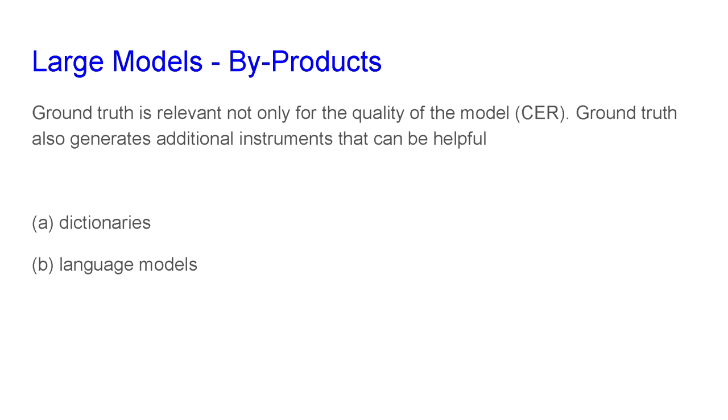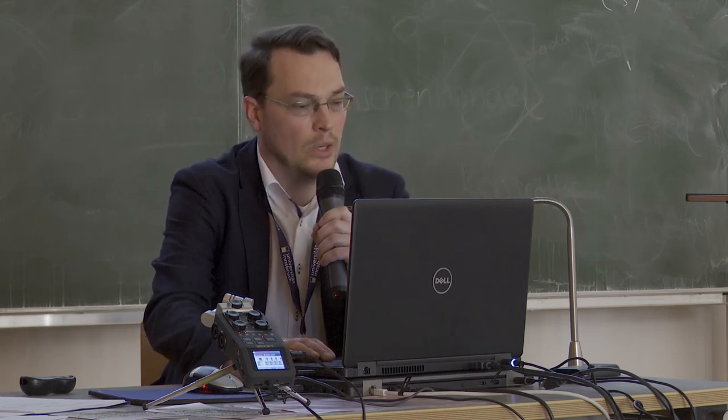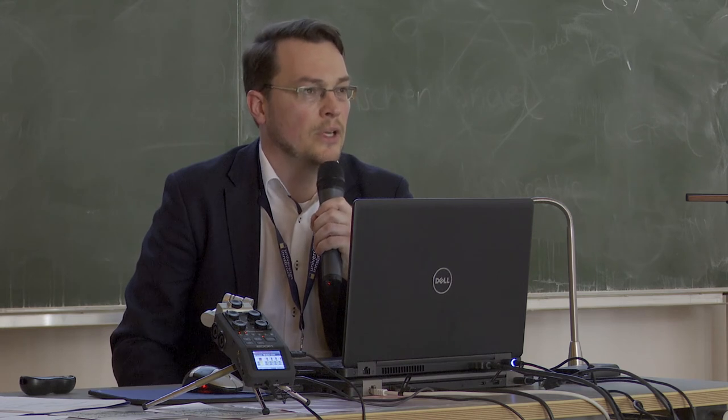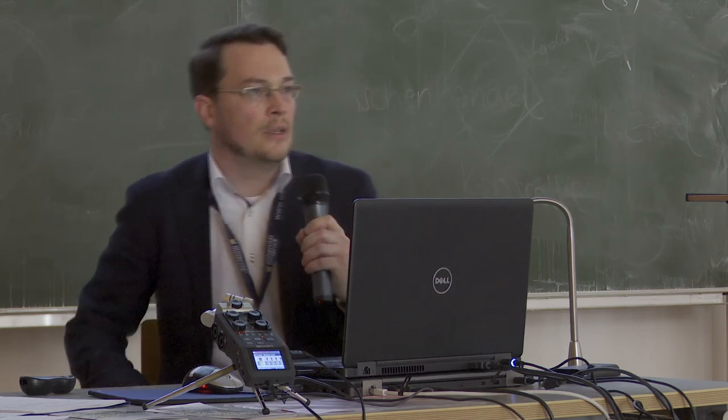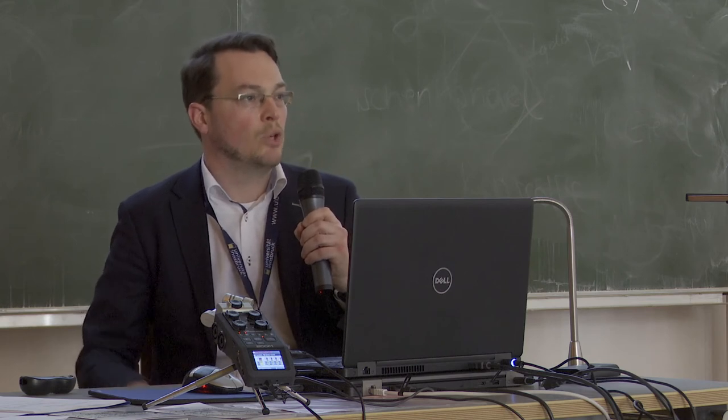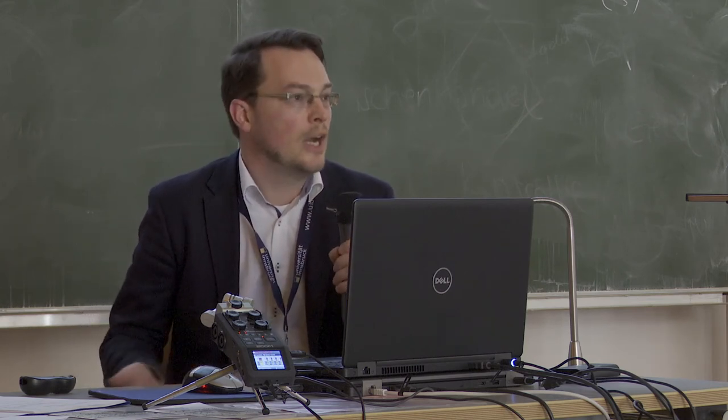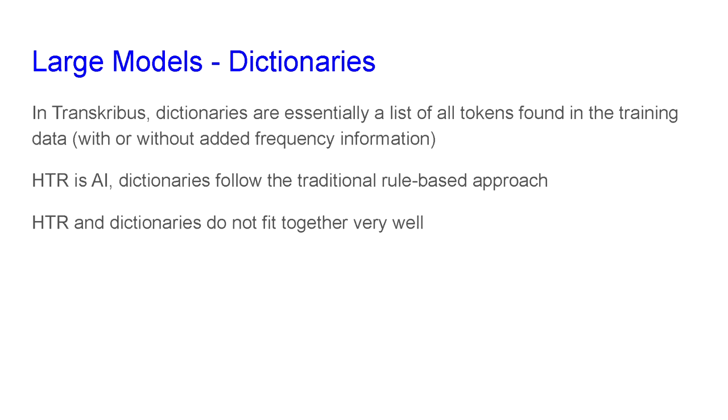All right, let's talk about the byproducts. Sebastian talked about that in the morning session as well. If you train a model, you will get both dictionaries and language models. And the dictionaries are not very good, whereas the language models are. So dictionaries are essentially a list of tokens that are found in the training data, either with or without added frequency information. And dictionaries follow the so-called rule-based approach, which isn't artificial intelligence. And since HTR is AI, this means that HTR and dictionaries don't fit together very well.